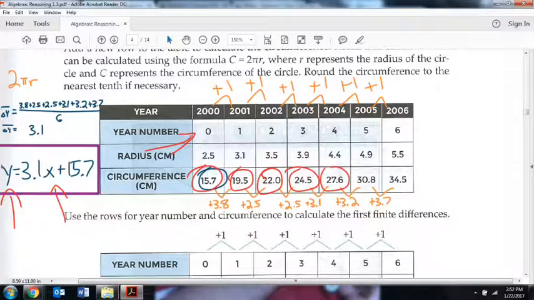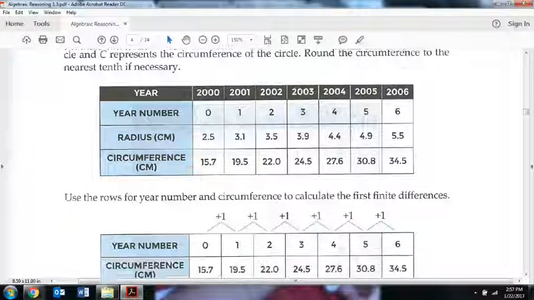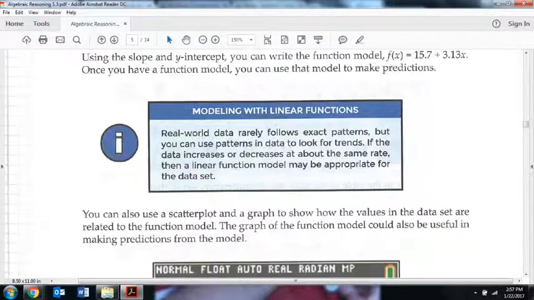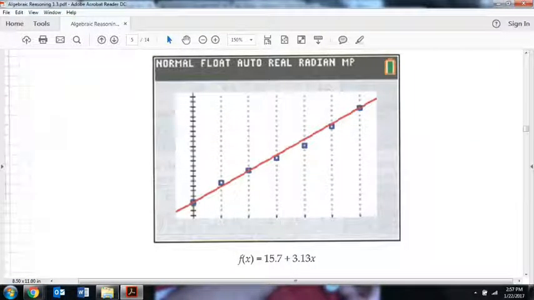These are the y's. So if I plug in a 4, I get 27.6. If I plug in a 6, I get 34.5. Or actually, in this case, I get really close. Because we used an average y, it's not going to be perfect, but it's going to get really close. And to illustrate that real quick, let me scroll down. And they actually plotted these guys. This is what that graph looked like. 15.7, 3.13x, and 15.7.